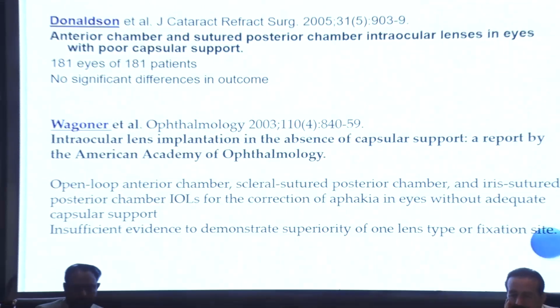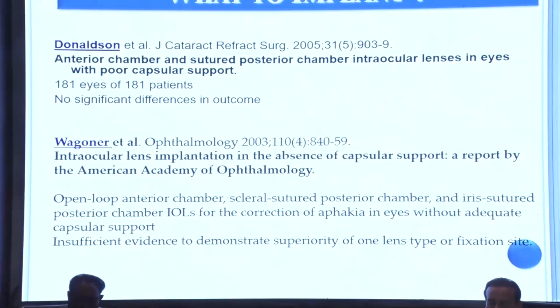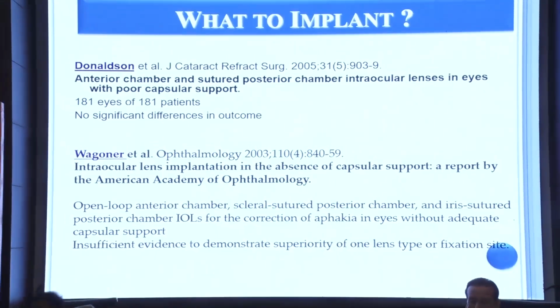So we have seen the PCR. Once PCR has happened, now what next? If you have managed the PCR, then why should you send to the vitreoretinal surgeon? You should go ahead with your own. If you are not able to manage it, then you can send it. So what to implant? There are anterior chamber lenses, which are not recommended nowadays.